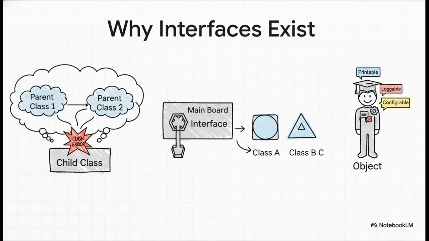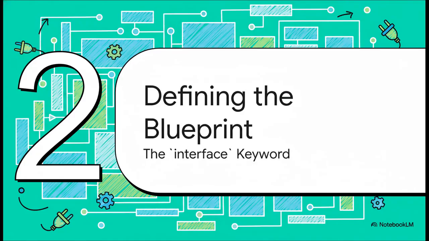But why go to all this trouble? Well, it's about getting all the benefits of having multiple identities without the massive headaches. A class can be a printable and a loggable. It gets to be both types without inheriting messy, conflicting code from two different parents. This completely sidesteps the infamous diamond problem, where a class inherits two versions of the same method and just freezes, not knowing which one to use. The end result? A super flexible plug-and-play system where any component that follows the rules can just be slotted right in. Okay, theory's great, but how do we actually write one of these contracts in code?